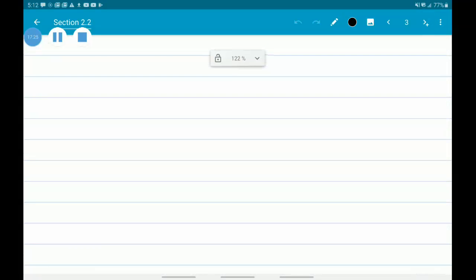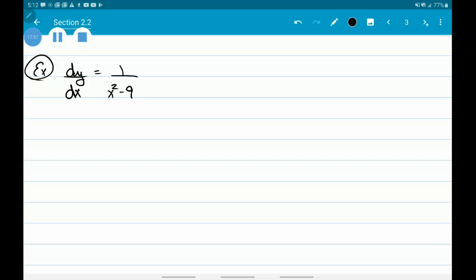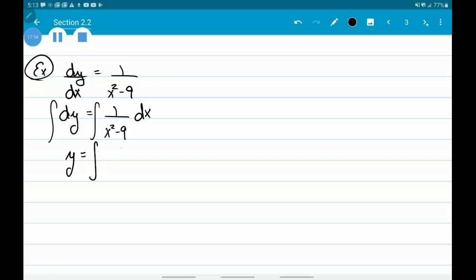So let's do a different problem. Suppose we had dy/dx is equal to 1 over x squared minus 9. We can multiply both sides by dx. And now we are ready to integrate. So when we integrate dy, we're just going to get y. This guy could be rewritten as x plus 3 times x minus 3. And this is going to use partial fractions.